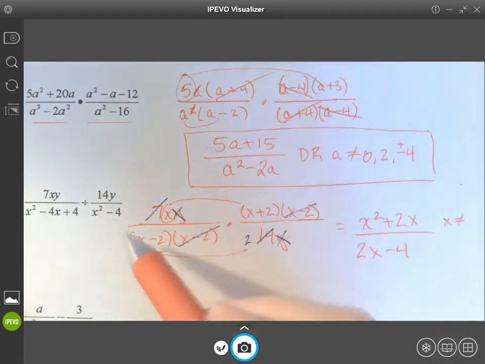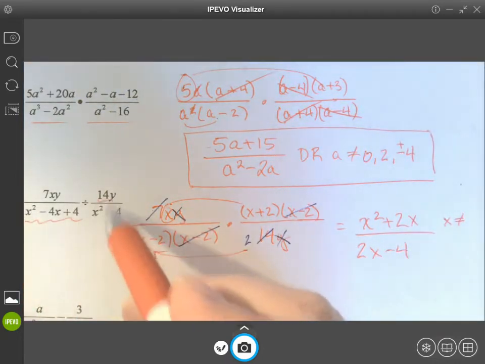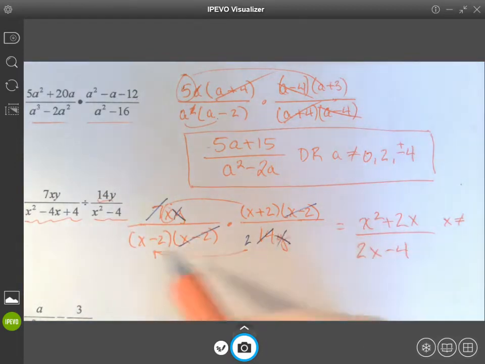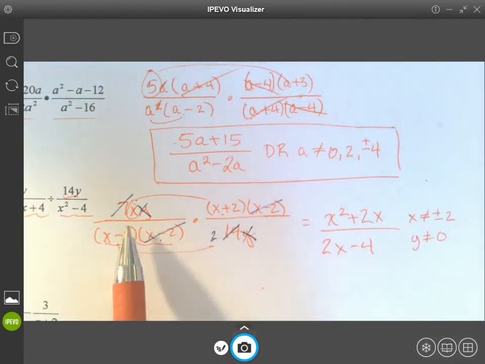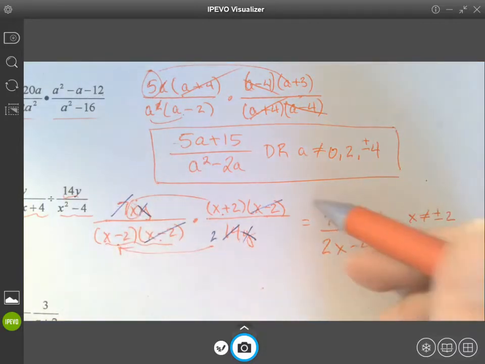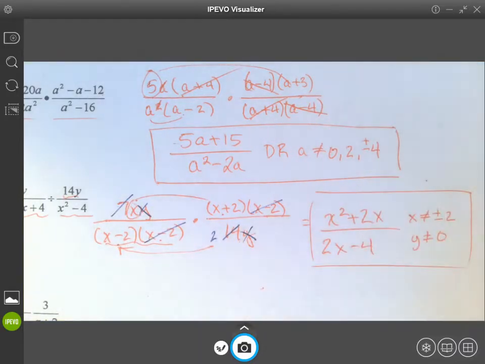Okay, domain restrictions. Well, if we go back, we're looking here, here, and here. So x cannot be positive or negative 2. And that's the positive 2. Here's the negative 2. And we also had a y here. Y can't be 0. How about x? Can x be 0? Yeah, x can be 0 because there's no just x down here. It's up here in the numerator. So those are my domain restrictions.